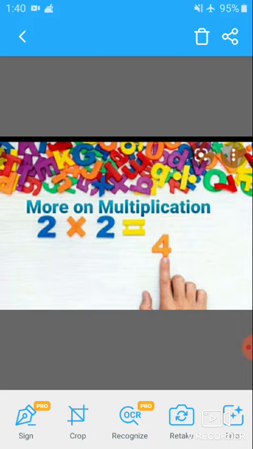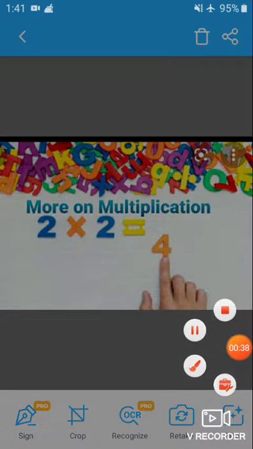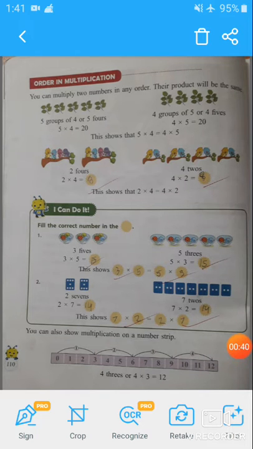So, my dear students, in our previous video, we had studied the topics multiplying by 3, multiplying by 4, and multiplying by 6. Today we are going to discuss our next topic, that is order in multiplication. Exercise 7.1 is already completed. Now let's move on to our next topic, order in multiplication.